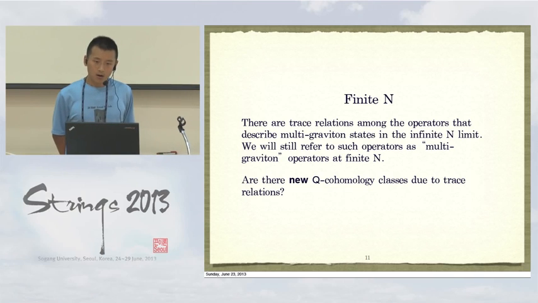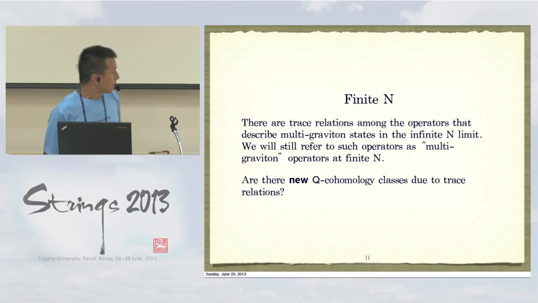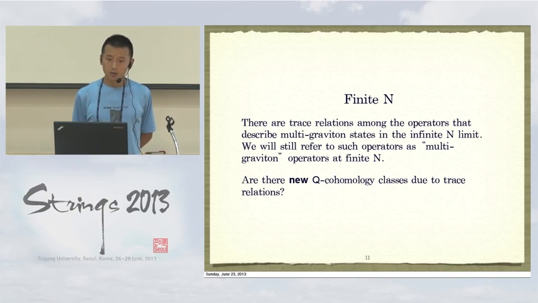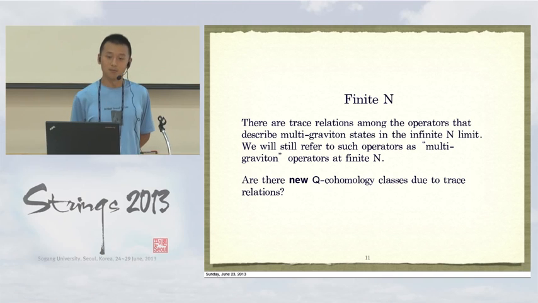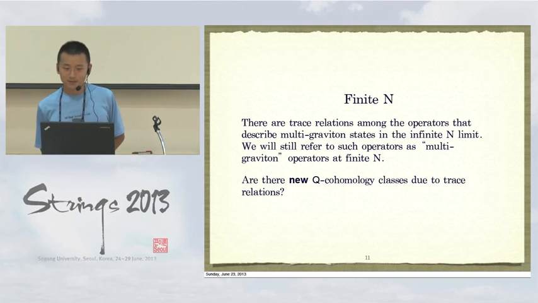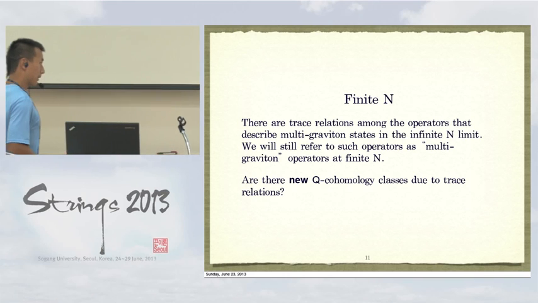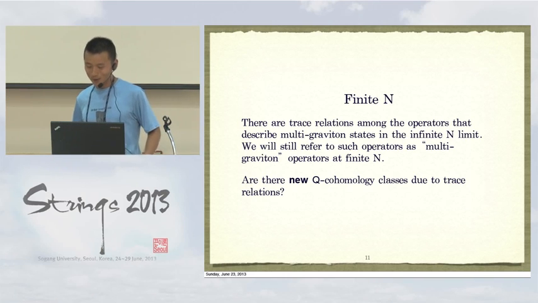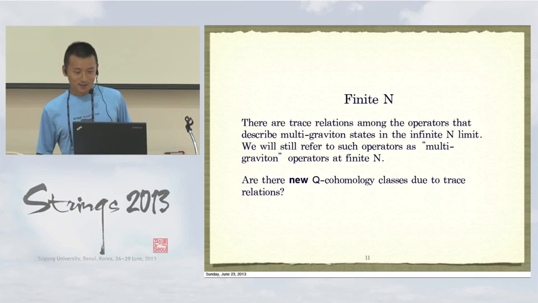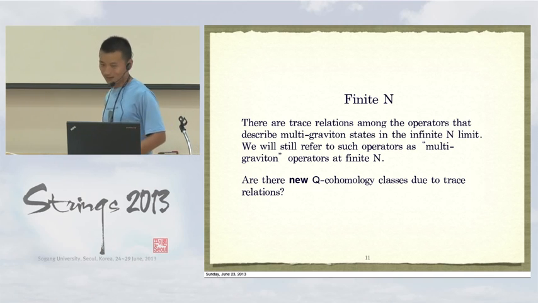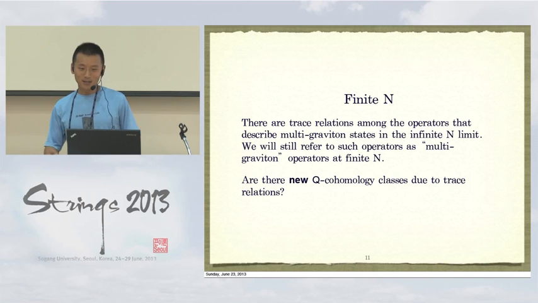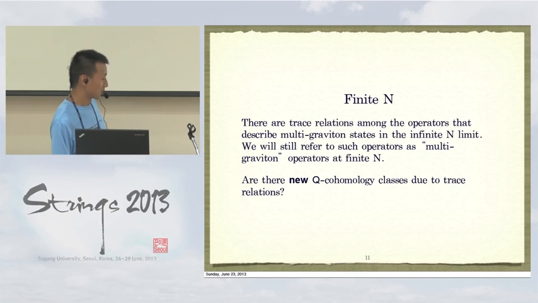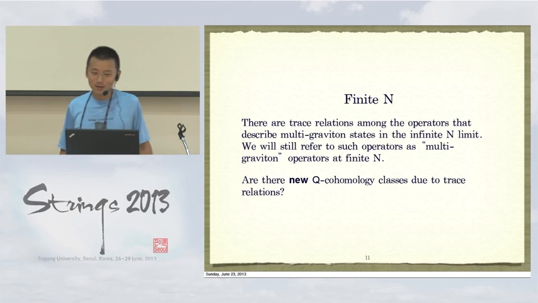The question is then, are there new Q cohomology classes that are not of this form due to trace relations? It could be that you have some operator which is not Q closed at infinite n, but at small values of n it becomes Q closed, because Q acting on this operator gives you some trace relation that vanishes. In fact, initially, the motivation of this project was to find these new Q cohomology classes, because we thought that the black hole states cannot be accounted for just by these multi-graviton type operators, and there has to be a lot more new Q cohomology classes. So the question is, what do they look like?